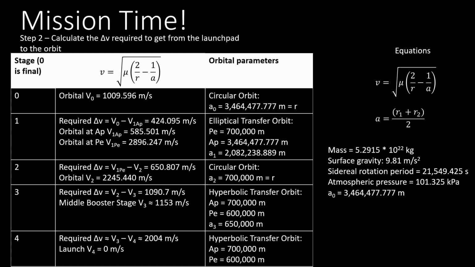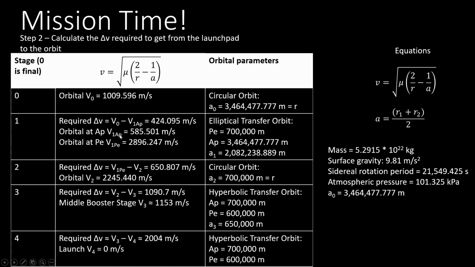So in order to determine it, we have to go through a few steps. First of all, we have to find the orbital velocity of each circular orbit, so V0 and V2. Once we know the circular velocity of these orbits, we can start calculating our transfer orbits and the delta V required for them. Specifically, we need to calculate the orbital velocity at the apoapsis and periapsis of the transfer orbits. As you can see here, we have V1 apoapsis and V1 periapsis.